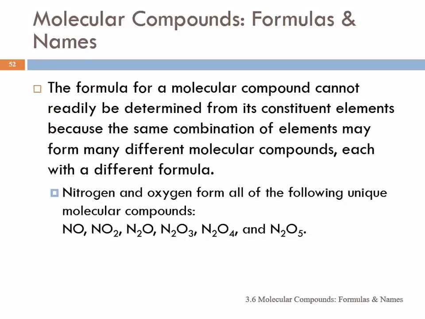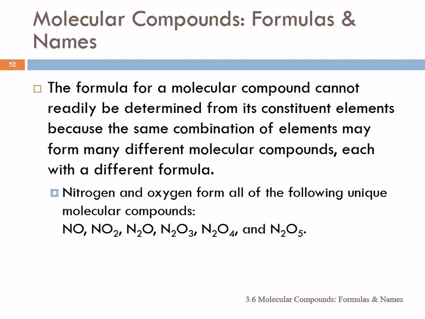We have gone through ionic compound nomenclature. Nomenclature means system of naming. So we've learned how to name ionic compounds. Now we're going to look at molecular compounds. Now it becomes more important that we be able to identify what kind of compound we are looking at, because we have to use a different set of rules.